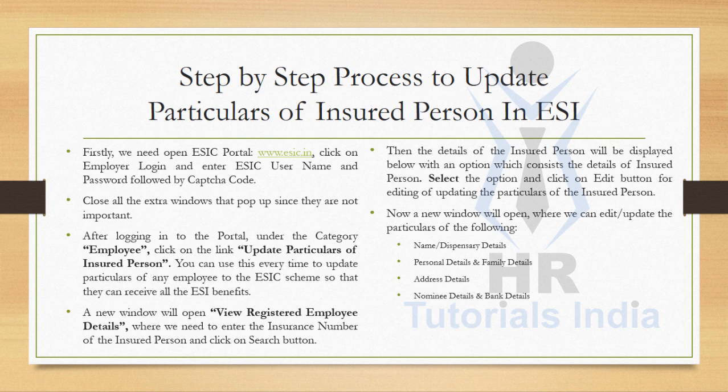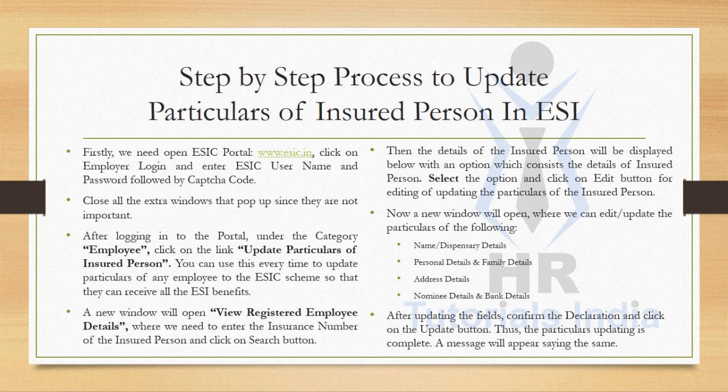Wherever it is required and a request is made by the insured person, we need to update accordingly in these details. After updating the details, confirm the declaration and click on the update button. Thus the particulars updating is complete, and a message will appear saying the same. The particulars of the insured person are successfully updated in the ESI portal.